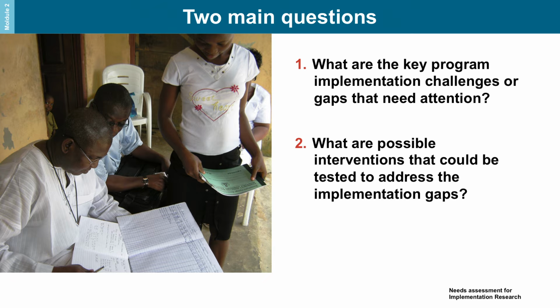So we want to take the information we've collected by looking at two issues. One, what are the key program challenges that we found? What are the gaps? What needs to be addressed? What are we doing not as well as we could? What new ideas do we have for intervention? And then the second is, what are the possible interventions?